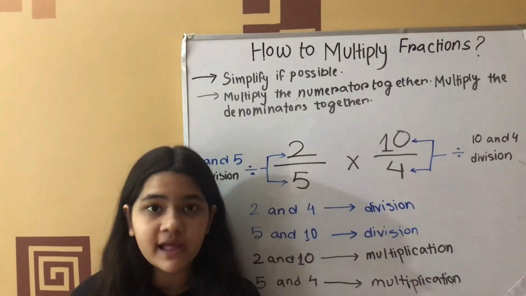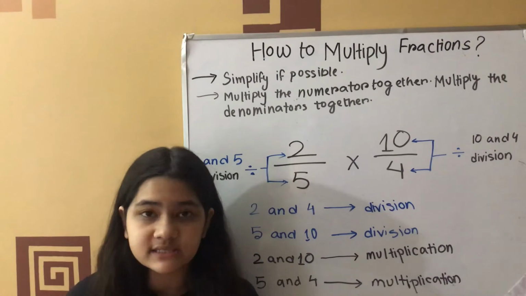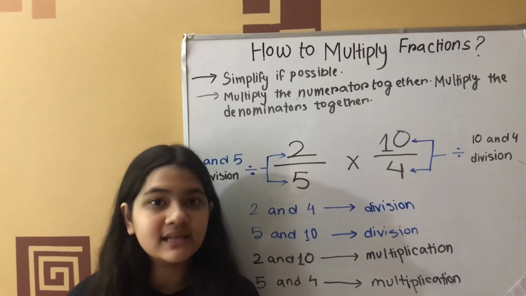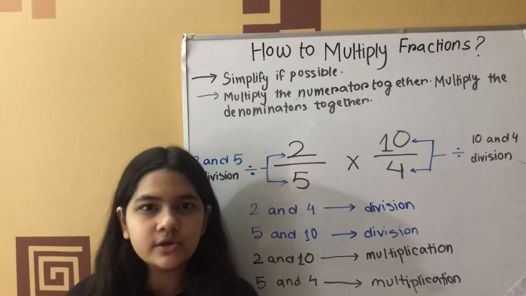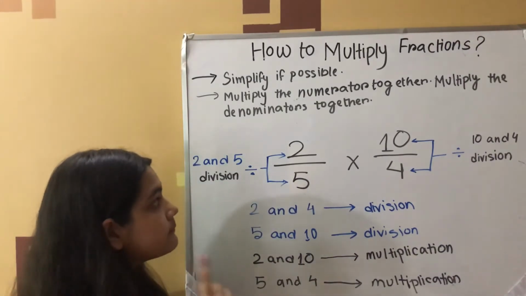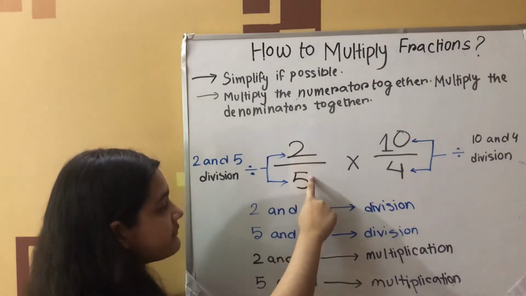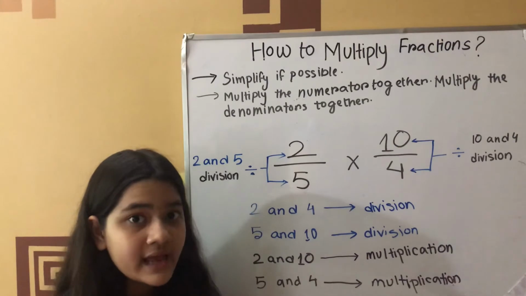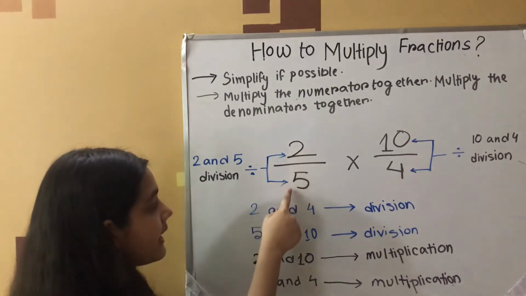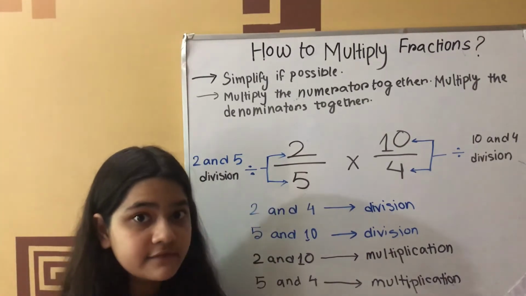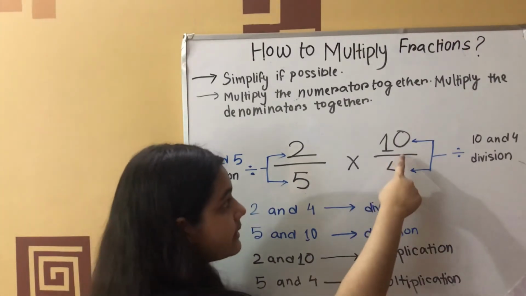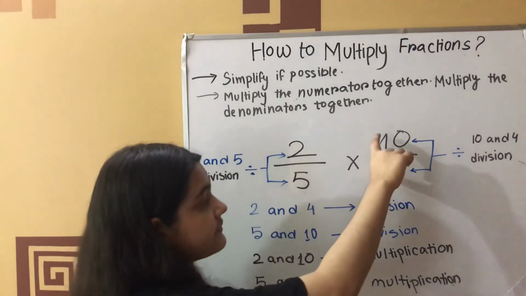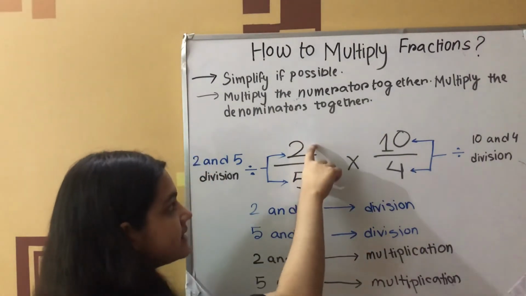When we are multiplying fractions, for example 2 fractions, the relation between all the 4 numbers is a little twisted. So we are going to look at that now. So we have 4 by 5 multiplied with 10 by 4. Here the relation between 4 and 5, they are in division. Same with 10 by 4. They are also in division. That means we can divide these two and divide these two.